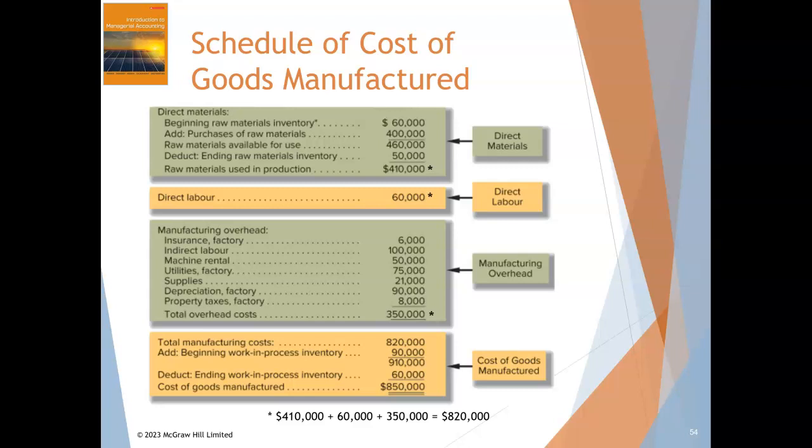Schedule of cost of goods manufactured. So we can take our direct materials, our direct labor, and our manufacturing overhead. Those three together equal your total manufacturing costs. Then when we add the work in process beginning inventory and subtract the work in process ending inventory, it gives us our cost of goods manufactured.